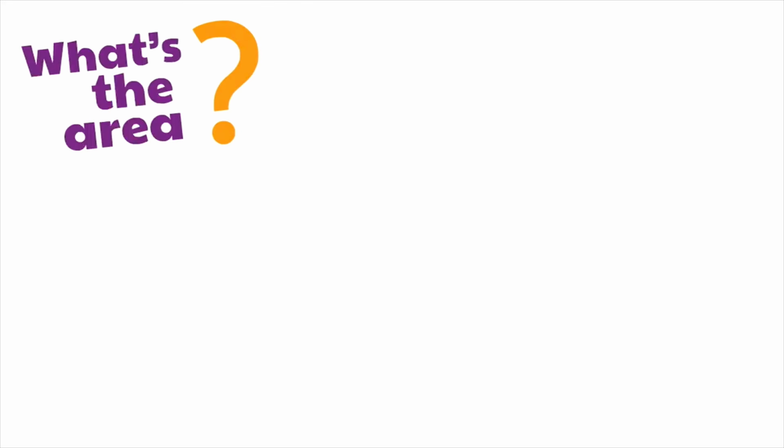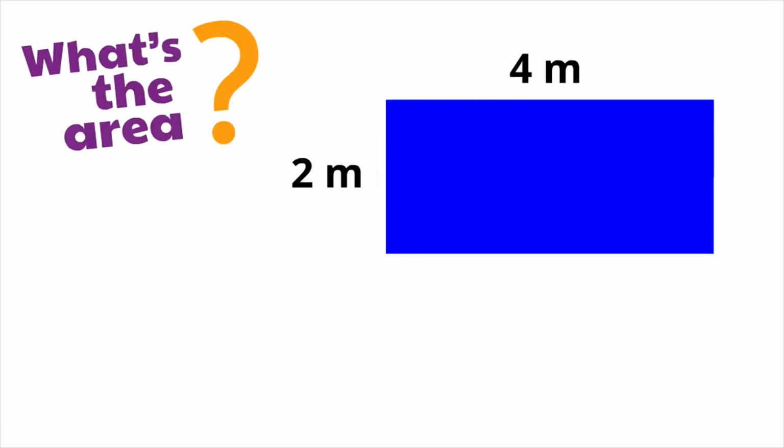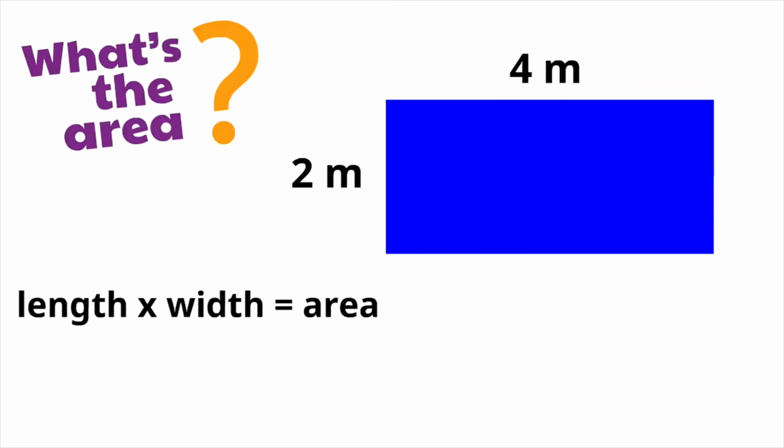That was so cool. What about this rectangle? What is the area of this rectangle? As you can see, it is 4 meters long and 2 meters wide. Remember, to find the area of a square or a rectangle, all we have to do is multiply the length times the width. The length times the width is the area. It's just simple multiplication. So we would write 4 times 2. 4 times 2 will give us the area of this rectangle.